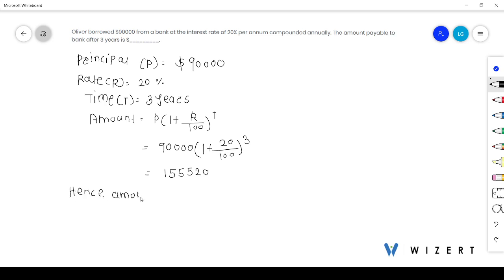Hence, the amount payable to the bank after 3 years will be $155,520.